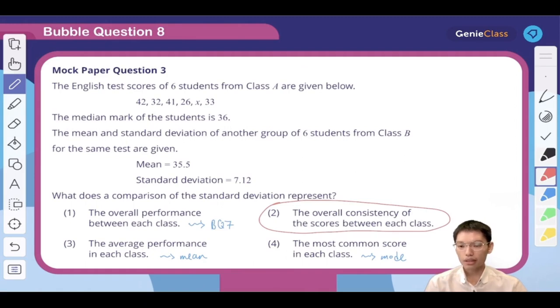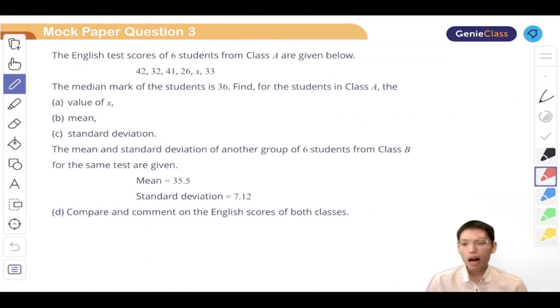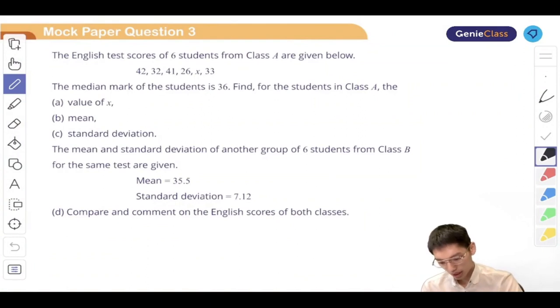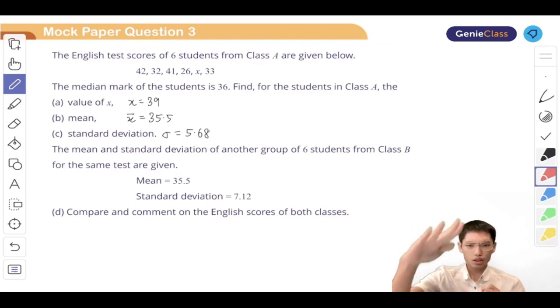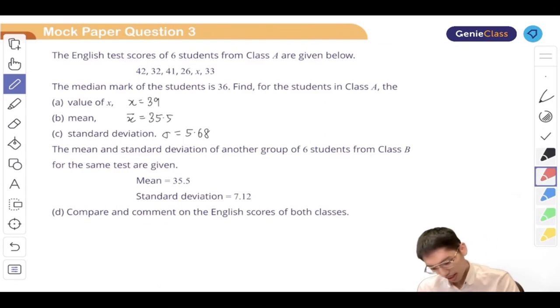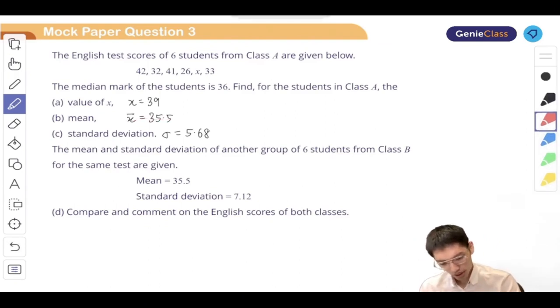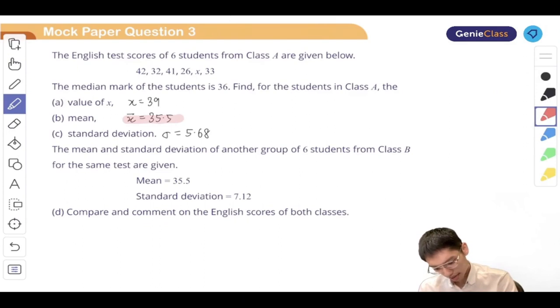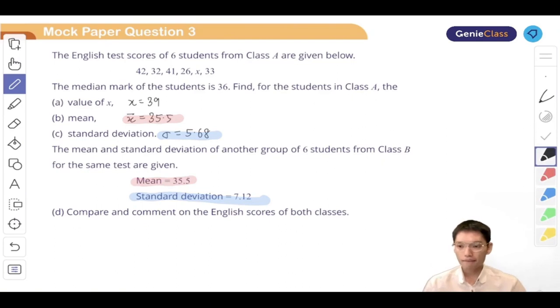Alright, right now, let's follow up. Now, how would this help? If you recall, how would we compare and comment on the mean scores? Let me write down the values over here. X in this case is 39, mean in this case is 35.5, and my standard deviation in this case is 5.68. Now, if we were to compare and comment, recall the two bubble questions that we went through up and down. Comparing the mean that we have over here, we are also looking at the standard deviation, comparing them.